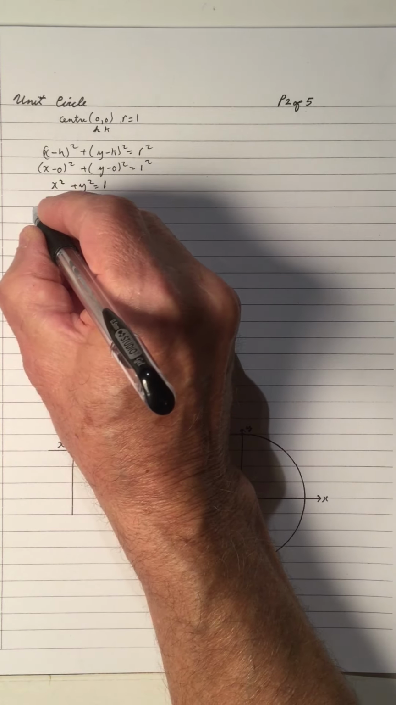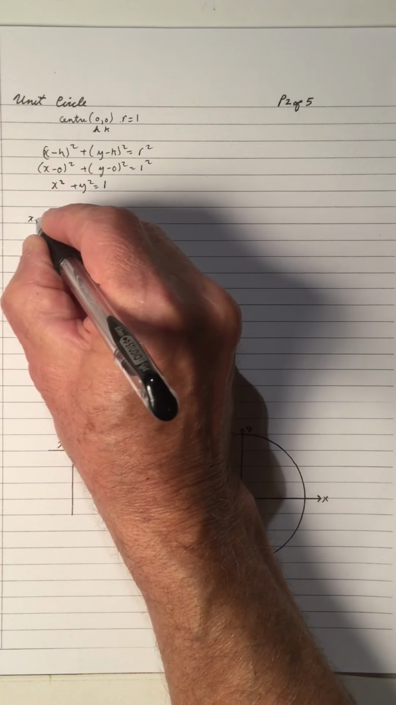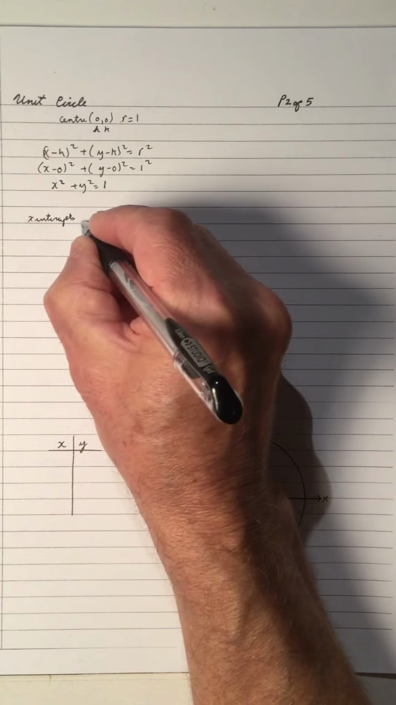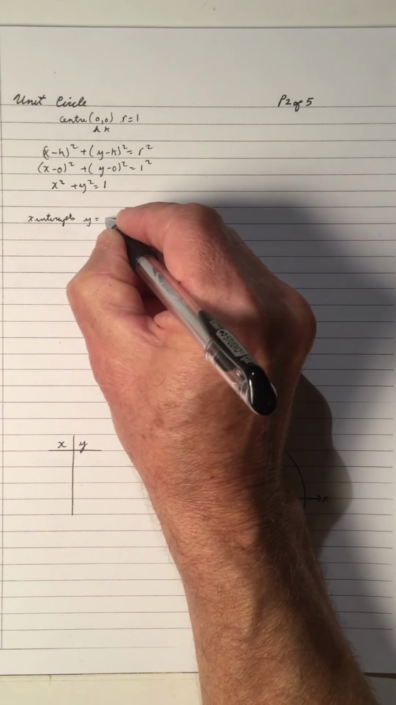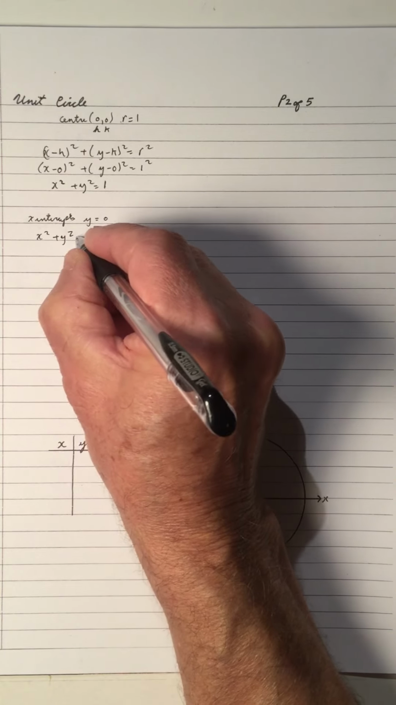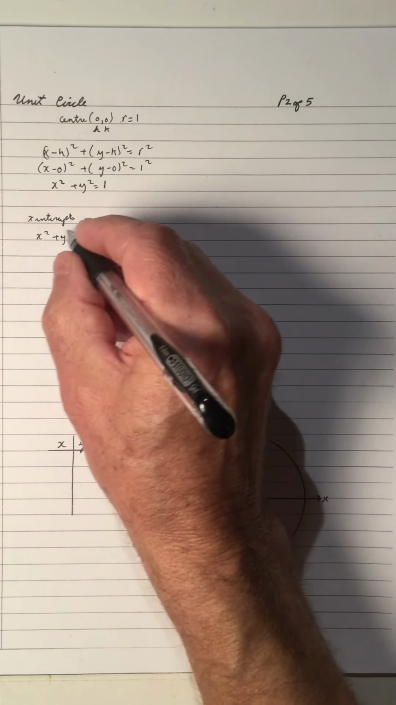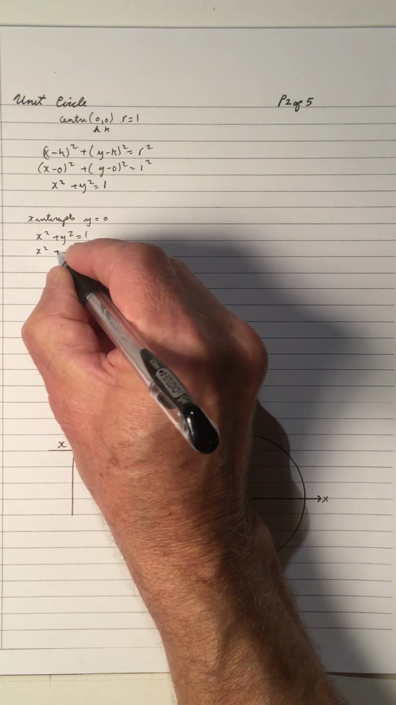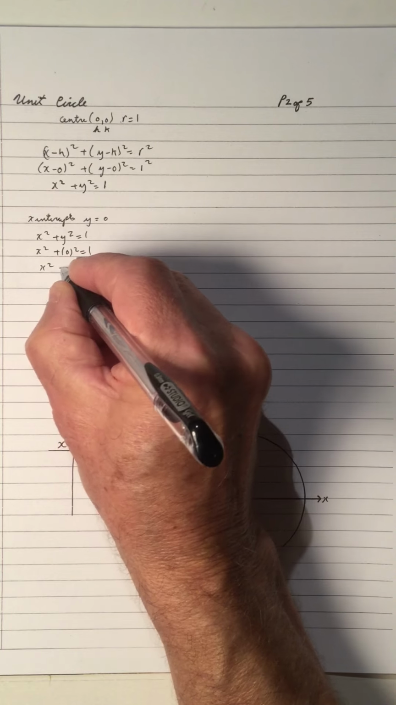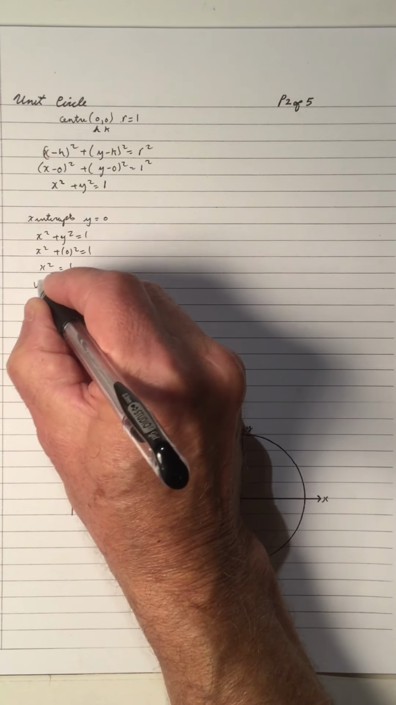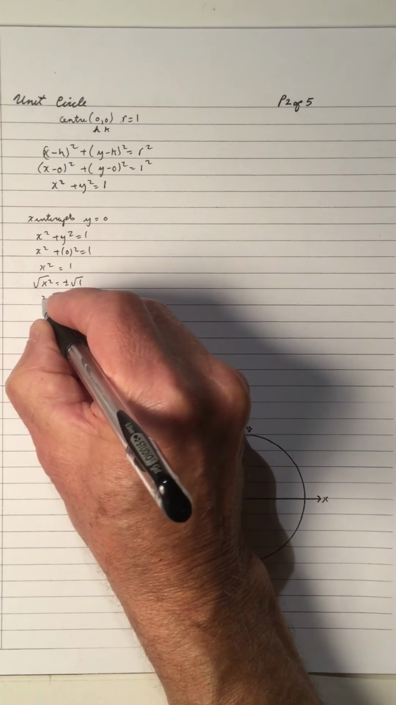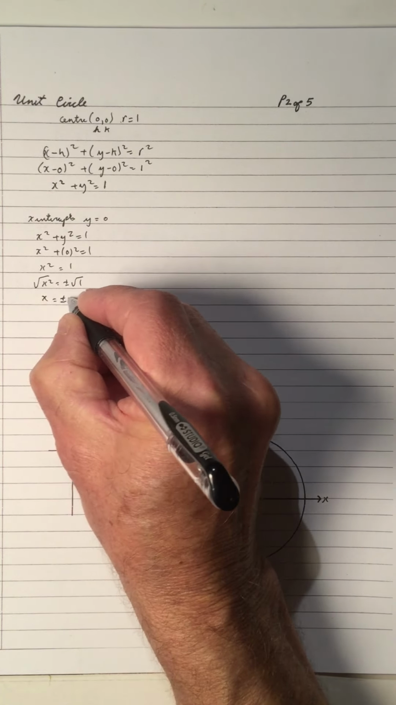So let's find the x-intercepts. The x-intercepts of a unit circle is when we let y equal 0 in the equation. So x squared plus y squared equals 1. So x-intercepts, we let y equal 0. So that becomes x squared equals 1. So the square root of x squared equals plus minus the square root of 1. So x equals plus minus 1.